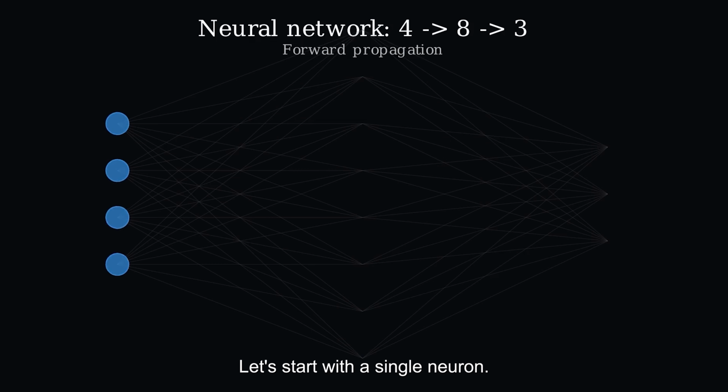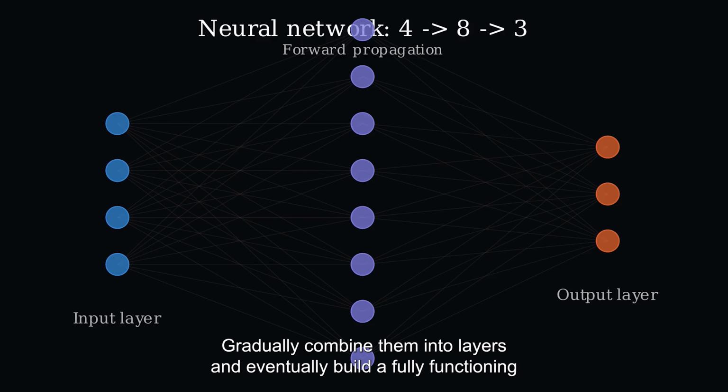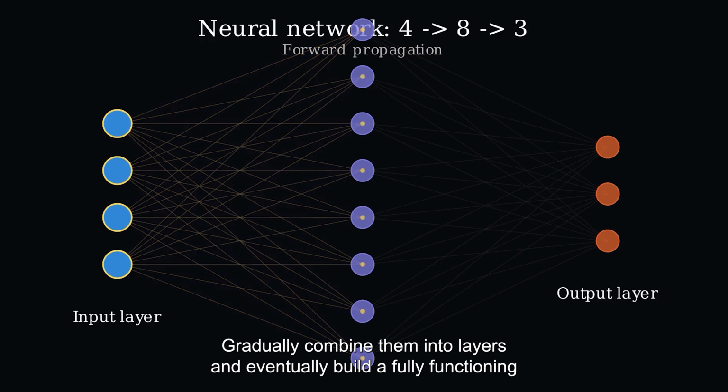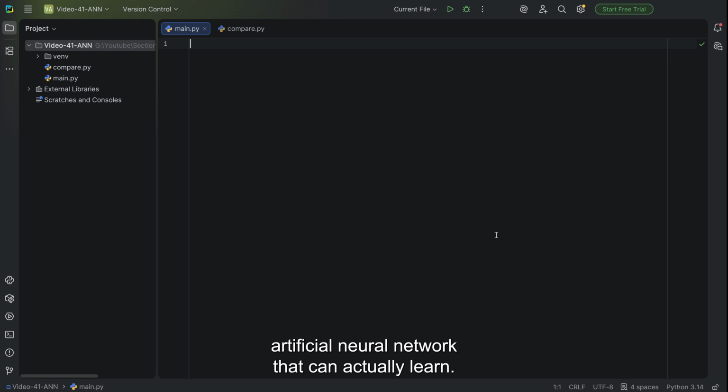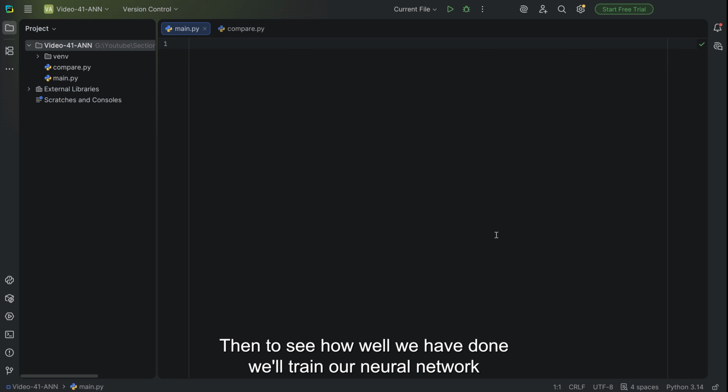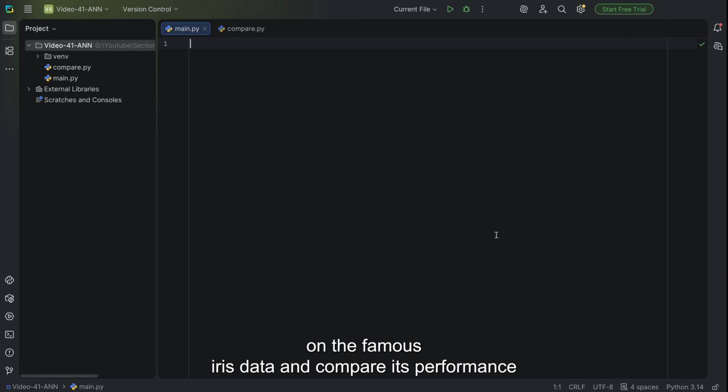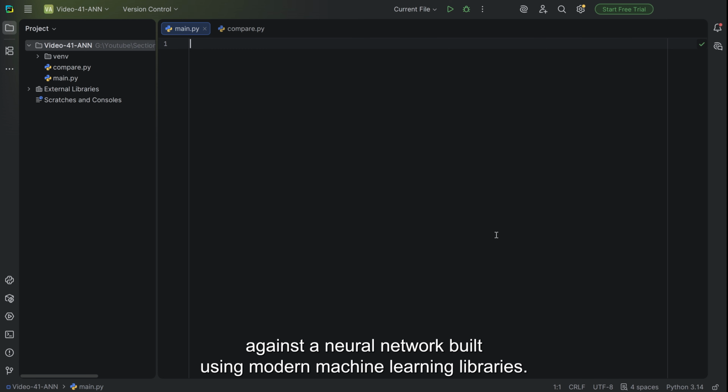We'll start with a single neuron, gradually combine them into layers, and eventually build a fully functioning artificial neural network that can actually learn. Then, to see how well we have done, we'll train our neural network on the famous iris data and compare its performance against a neural network built using modern machine learning libraries.